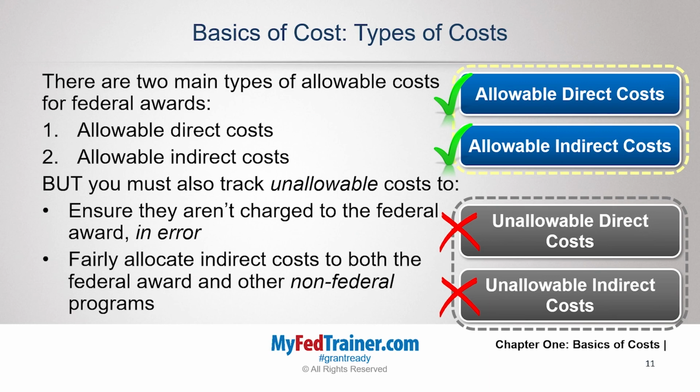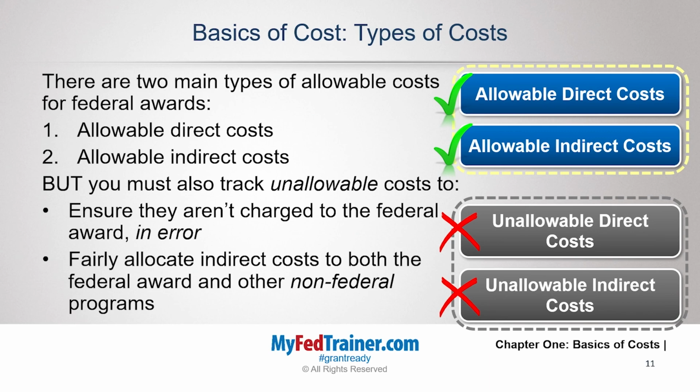So always make sure that you look at the notice of funding opportunity, and when you get your notice of grant award, make sure that you haven't had any costs included in your budget that could be considered unallowable, and that you would have to do a budget modification. But you must also track unallowable costs, because there are some things that could be included and hidden to ensure they aren't charged to the federal grant.